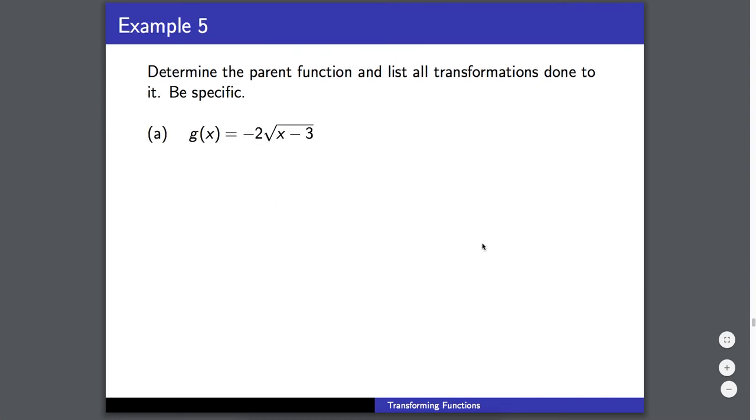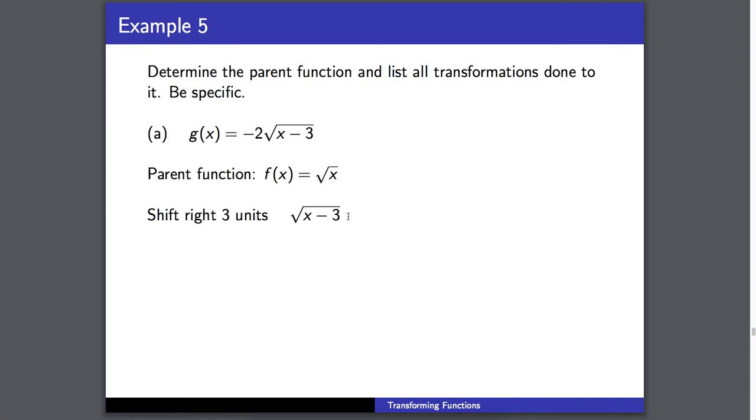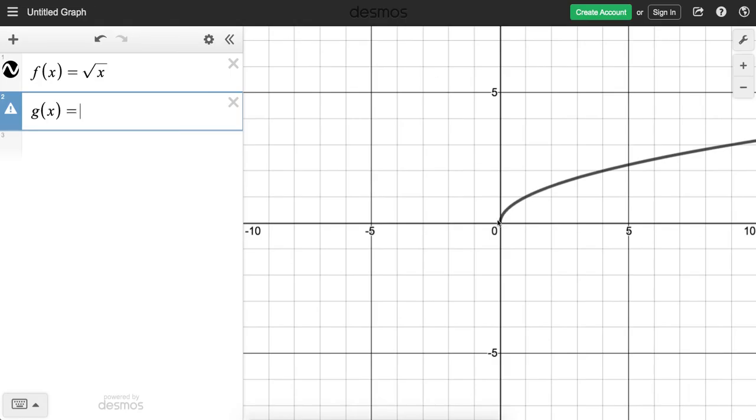All right, example 5, determine the parent function and list all transformations done to it and be specific. So we have g of x is negative 2 times the square root of x minus 3. Well, our parent function is square root of x. And as far as horizontal translations go, we do have a minus 3 inside the square root function. So that's a shift to the right 3 units. So here in black we have the square root of x, and if we do the square root of x minus 3, it shifts our graph 3 spaces to the right.